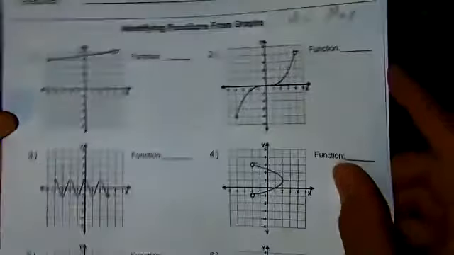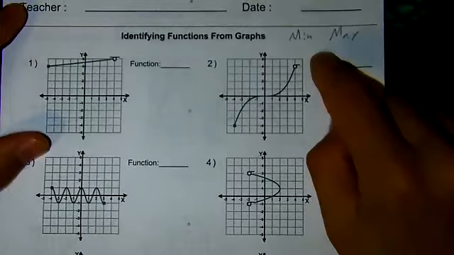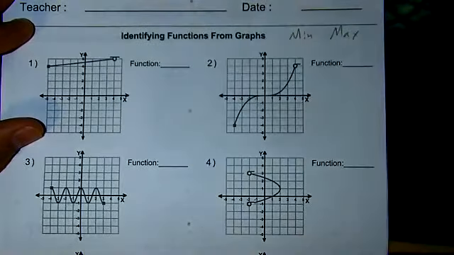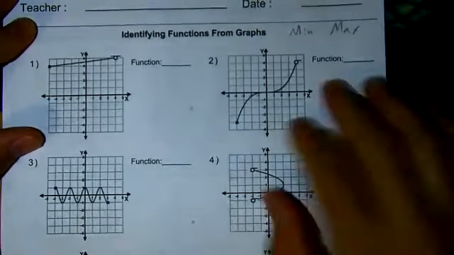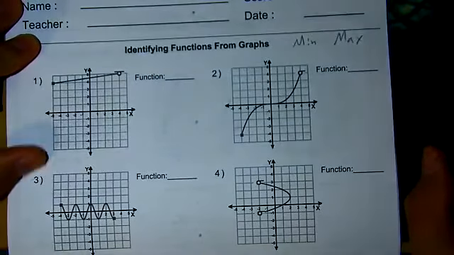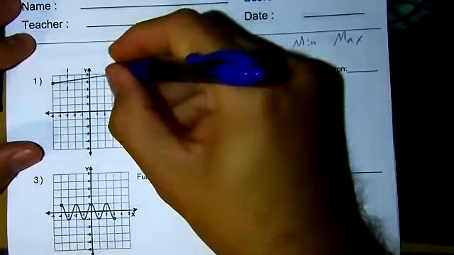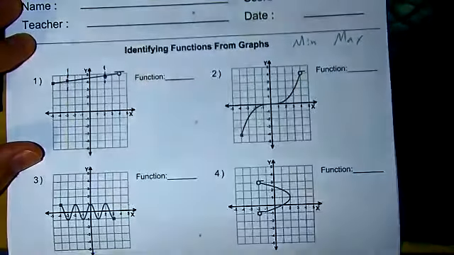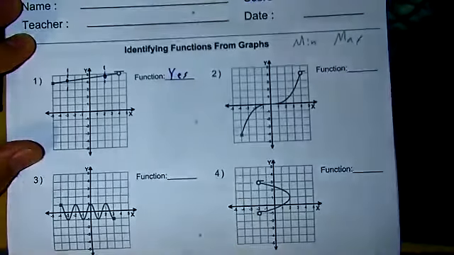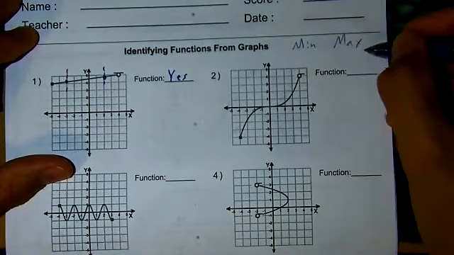So I added a little bit of directions to this because it's difficult to find a worksheet. But we're going to talk about minimums and maximums while we're identifying whether this graph is a function. So number one, well, we just talked about it. It's a straight line. So no matter where I draw this vertical line, I'm only going to cross one time. So this is a yes. Now I'm going to pause for a minute. We're going to talk about minimums and maximums.